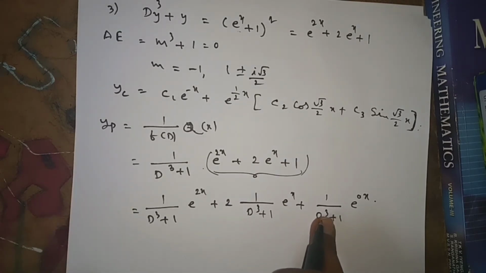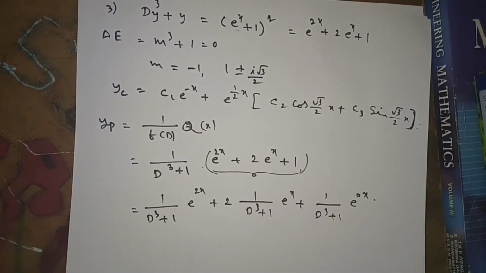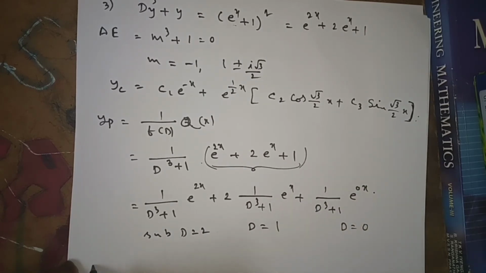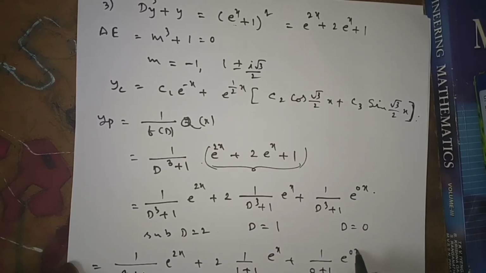1 is nothing but e to the power of 0x. Whenever a constant occurs, you have to write e to the power of 0x. 1 by D cubed plus 1 into e to the power of 0x. Substitute D is equal to 2. Substitute D is equal to 1. Substitute D is equal to 0. Three different problems. That is equal to 1 by (2 cubed is 8, plus 1) into e to the power of 2x, plus 2 into 1 by (1 cubed plus 1) into e to the power of x, plus 1 by (0 plus 1) into e to the power of 0x.